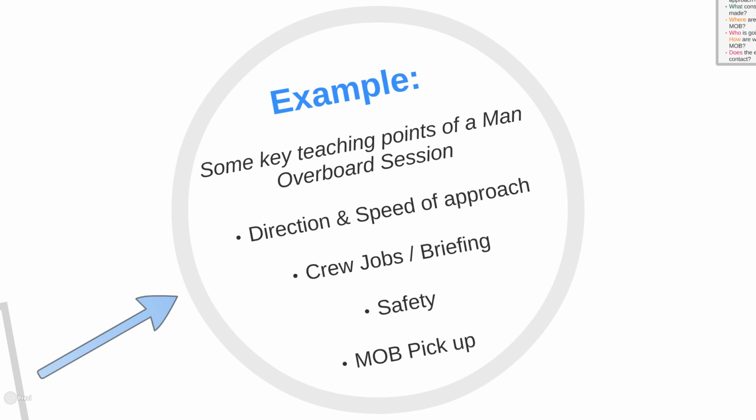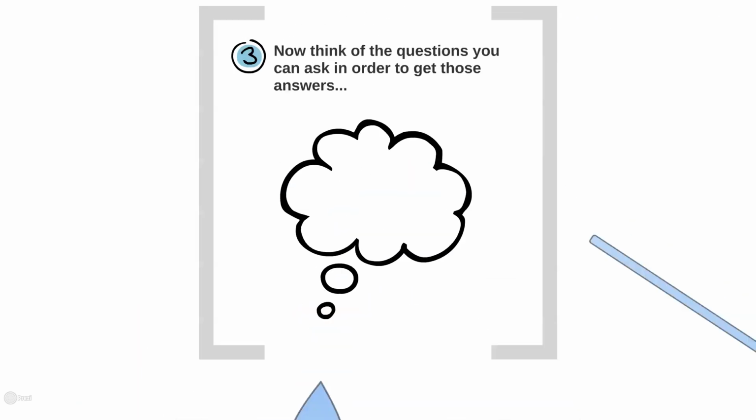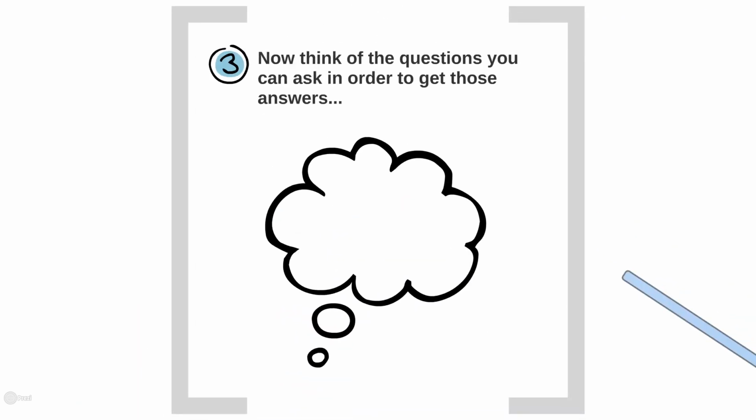So here's an example. Some key teaching points of a Man Overboard session. These certainly aren't all of them, but as an example: the direction and speed of approach to the Man Overboard, the crew jobs or briefing that the helm is going to give, the most important safety elements, and then how the Man Overboard is going to be picked up. So now we've got those key teaching points, we need to think of questions so that we can get the answers out of our students without telling them.